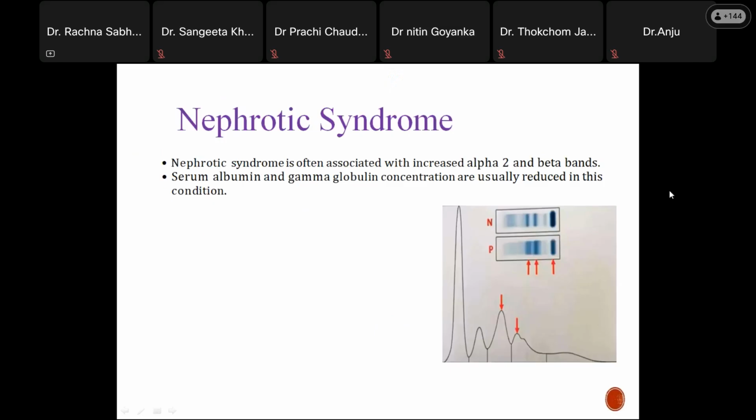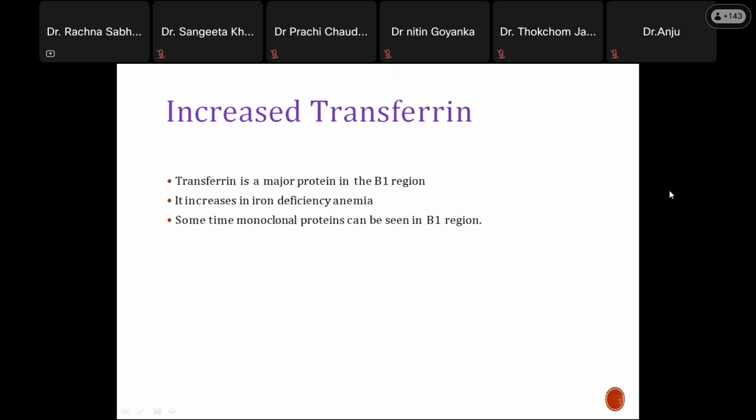In nephrotic syndrome also, we know that there is loss of albumin, and the levels of albumin are low, but the levels of alpha 2 and beta increase compared to albumin, and you get an increased spike in the alpha 2 and beta region. This is a comparison of gel and serum protein electrophoresis, which is shown here. Similarly, increased transferrin also contributes to a sharp, increased band in the beta region.